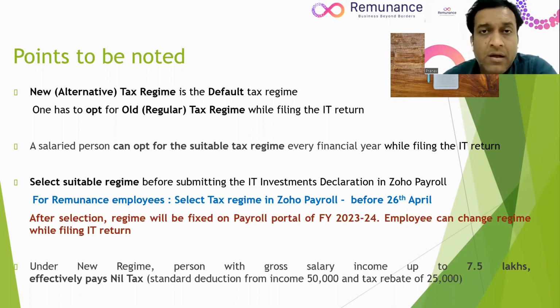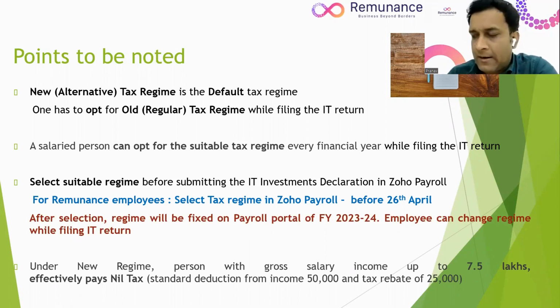Tax concession is given for people who have taxable income up to 7 lakh. So after your deduction of 50,000, it comes to 7 lakh. And if your income is up to 7 lakh, then you can get a rebate of maximum 25,000. So for 7 lakh, it is 25,000. For a lesser amount, there will be a lesser rebate, but the tax will be 0.